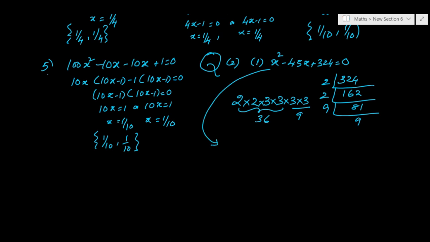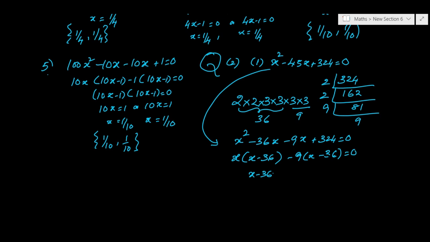Now this can be written as x square minus 36x minus 9x plus 324, which is equal to 0. Now here, x times x minus 36, minus 9 times x minus 36, 9 sixes are 54. Therefore, x minus 36 into x minus 9 is equal to 0. Therefore, x minus 36 is equal to 0, or x minus 9 is equal to 0. x is equal to 36, or x is equal to 9. So therefore, the solution set is 36 and 9.